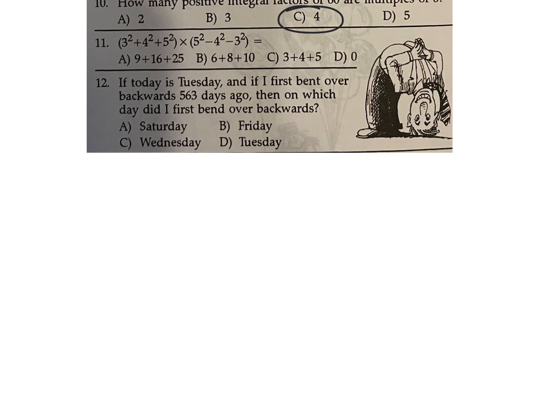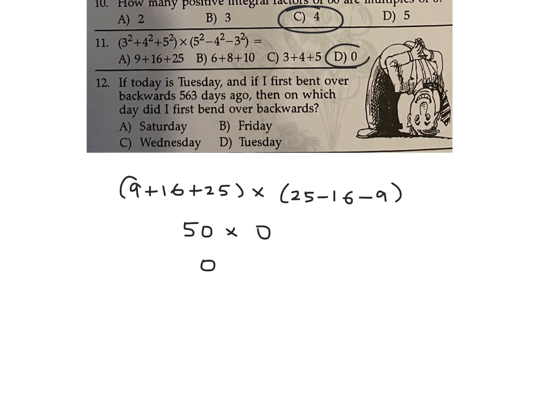Three squared plus 4 squared plus 5 squared times 5 squared minus 4 squared minus 3 squared. Okay. That's 9 plus 16 plus 25, times 25 minus 9. Sorry, minus 16 minus 9. All right. So that's 50 multiplied by 25 minus 16 minus 9, which is 0. Oh, interesting. So the answer is 0. So that is D.